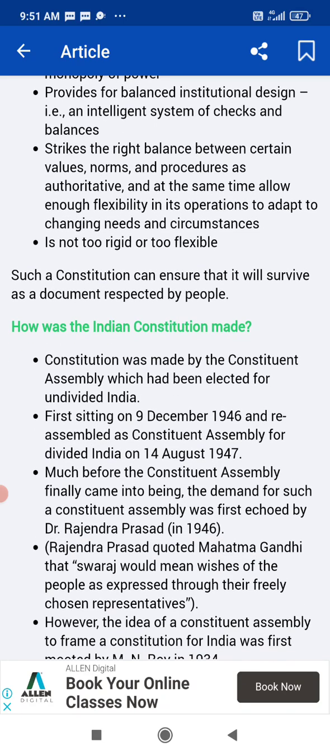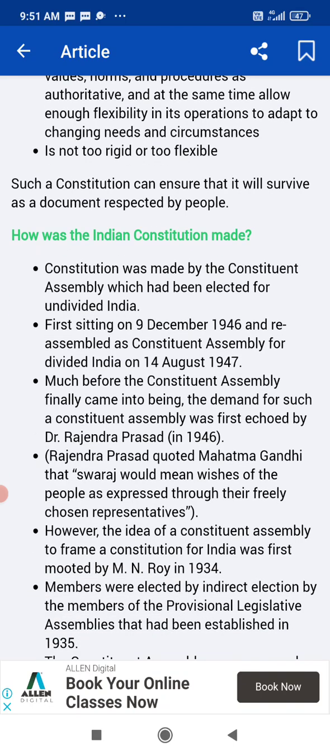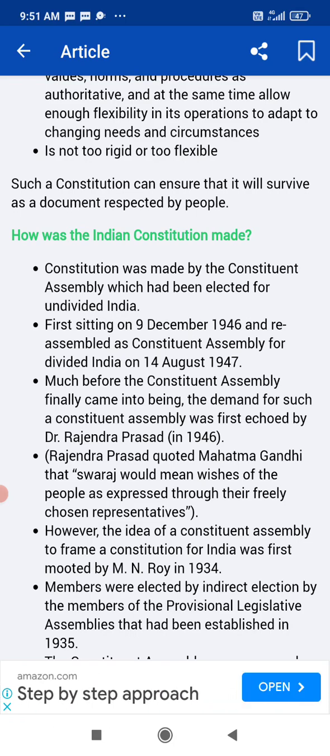How was the constitution made? The constitution was made by the Constituent Assembly, which had been elected for undivided India, first sitting on 9th December 1946 and reassembled as the Constituent Assembly for divided India on 14 August 1947.